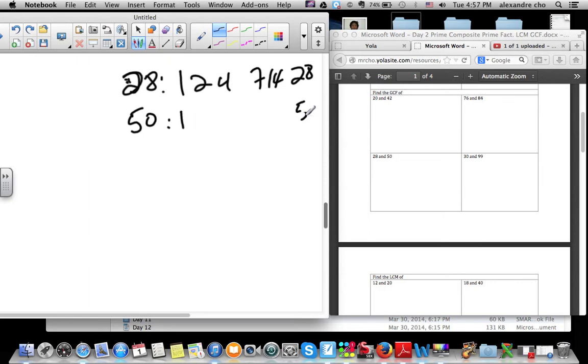1 and 50. 2 yes. 2 and 25. No 3s. No 4s. No 5 yes. 5 and 10. And that's about it. And the only thing common is a 1 and a 2. And you're interested in the highest one, so 2 is your GCF.